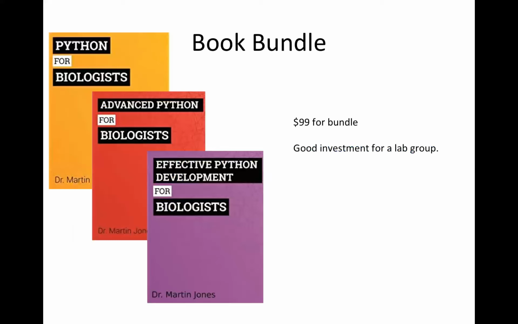And the author has produced actually a whole series of books. So Python for Biologists, Advanced Python for Biologists, and Effective Python Development for Biologists. I have not bought the last one, the purple one, yet. So I don't know what's in it. But he did a really good job on the first 2. And if you were thinking about buying the bundle, it's worth it to go ahead and buy all 3, because you can get them for $99. Whereas if you buy them piecemeal, it ends up costing you $120. So you can save about $20 by buying them as a bundle.